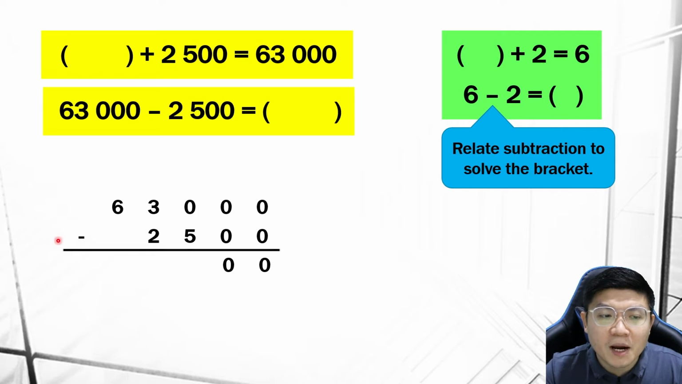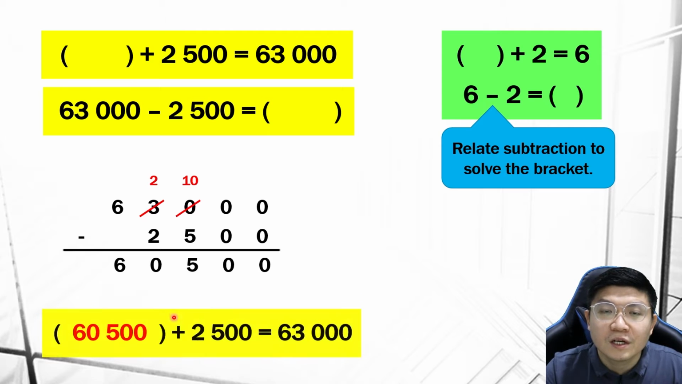Now, 0 minus 5. Not enough. So I have to borrow from here. So 3 becomes 2. And this 2, when it comes to here, it becomes 10. So 10 minus 5, which you get 5. And then 2 minus 2, which is 0. 6 minus 0, which you get 6. So this is how you solve the bracket.